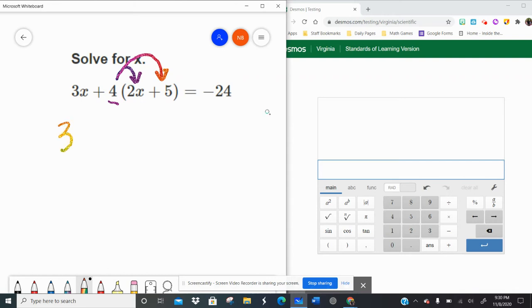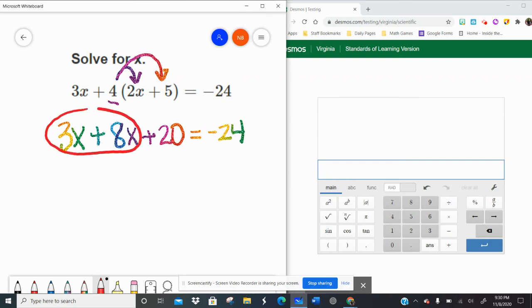So I'm going to take 3x, bring that down, plus. Okay, so 4 times 2x is 8x. 4 times 2 is 8, and then I add that x back in. And 4 times 5 is 20. And that equals negative 24. So I got rid of those parentheses. Now I'm going to combine like terms. So there's two numbers here that have that variable x. So I'm going to combine those. So 3 plus 8 is 11x plus 20 equals negative 24.